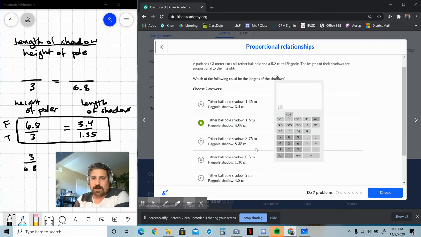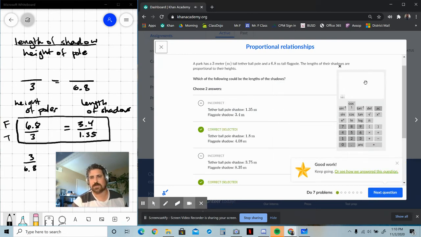And then you've got 1.36 divided by 0.6. That's 2.26 repeating, so that looks pretty good. And then the last one, which is probably not going to work because we already have 2, is 4.8 divided by 2, and that's definitely not going to work. Okay, 2.4. So anyways, those are your 2 answers that you pick. That's how you do that.